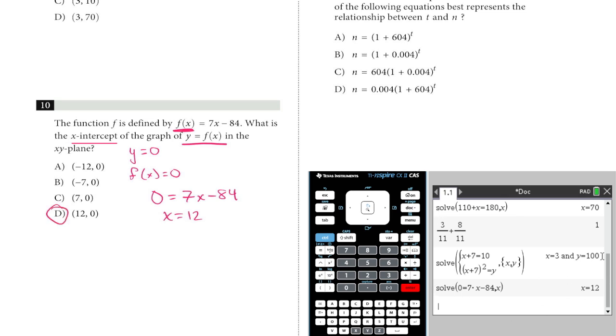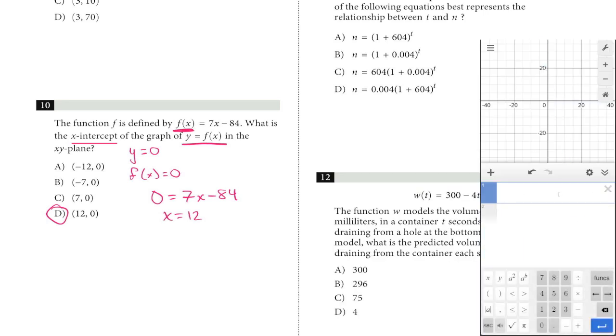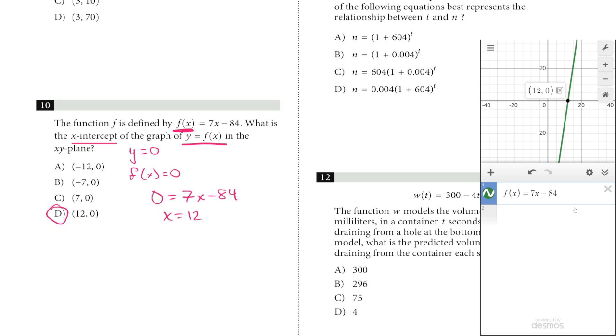You could also graph the function in Desmos and just see where it hits the x-axis. I'll show you that real quick. Desmos does just put a nice little dot on the x and y intercept. So graphing this equation, 7x minus 84, it does put a nice little dot on the x-intercept, and I can even tap it, and there it's showing us the x-intercept. I like both methods.